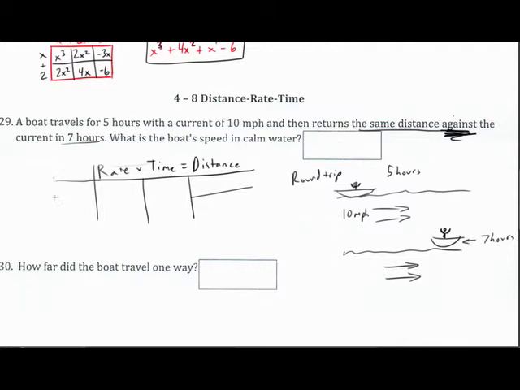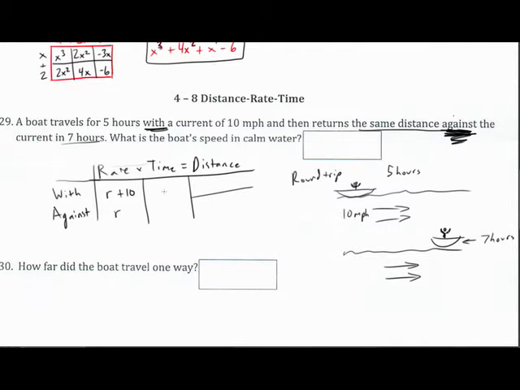So my rate when I'm going with the current, I'm going to put "with" right here, and then my rate when I'm going against the current. So I'm going to use this as my two different directions. With the current, I know that I'm getting pushed an extra 10 miles per hour, so plus 10 miles per hour. Against the current, I am not sure what I'm getting, so I'm just going to put R. So I'm going to keep this as R and R plus 10.